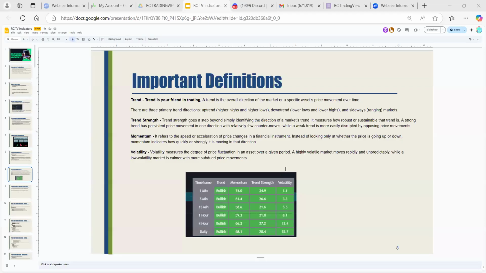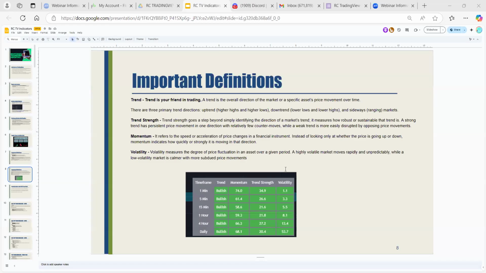Same thing, let us say you have trend as bearish. Complete red. Momentum is bearish, complete red. But trend strength should be green. You should not think that all the four columns should be red. What we are telling is overall it is bearish. Momentum is bearish. That means there is more speed at which it is going down. Then trend strength and volatility should be still green.